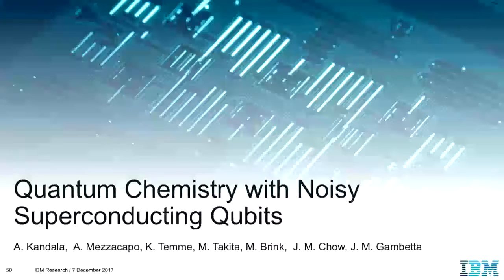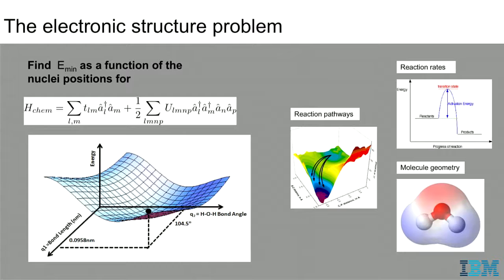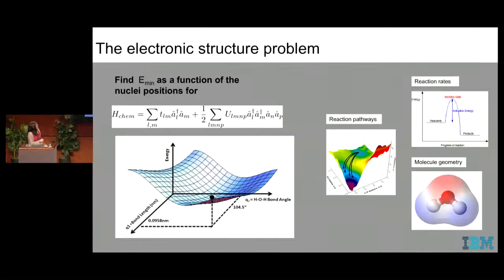So just very, very quickly, and I think most of the people in the audience probably know the experiment well, it's quantum chemistry with noisy superconducting qubits. I could probably skip the motivation. The idea is to find the minimum energy of this electronic structure problem. And that could help you to find the reaction pathways, reaction rates, and molecular geometry.